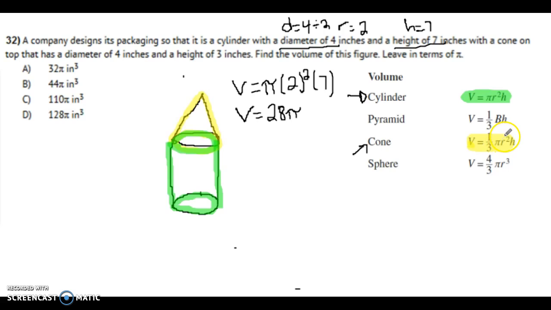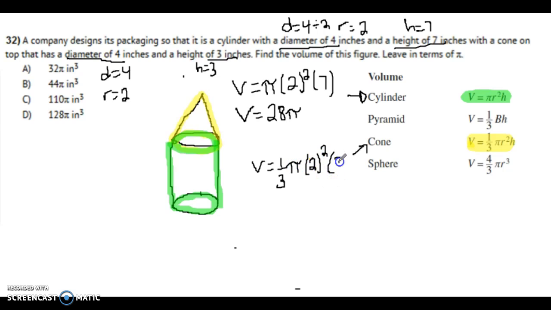So notice in our cone formula, we need to know the radius and the height. So let's see what we have. The cone has a diameter of 4 and a height of 3. Well, again, there's no place to plug d for diameter into my formula, so I need to change that to a radius. So I would divide it by 2, and my radius is 2. So to do the cone, I would do 1/3 pi times my radius squared times my height.